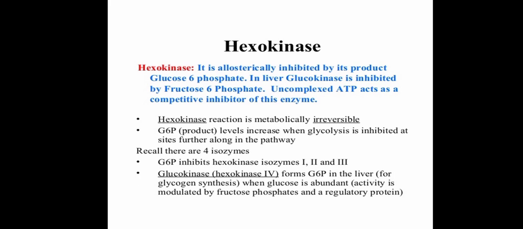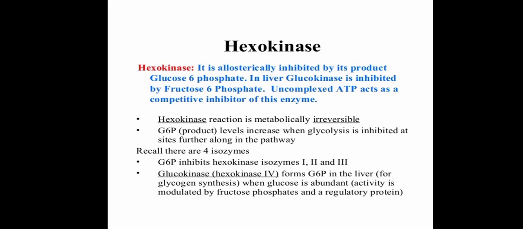When there is an excess concentration of glucose 6-phosphate, there is no further necessity of breaking down glucose into glucose 6-phosphate. So now, allosterically, hexokinase will be inhibited. That means the cell is sending a signal that I have a sufficient amount of glucose 6-phosphate, no need for further conversion of glucose into glucose 6-phosphate. That causes the reversible allosteric inhibition of hexokinase.